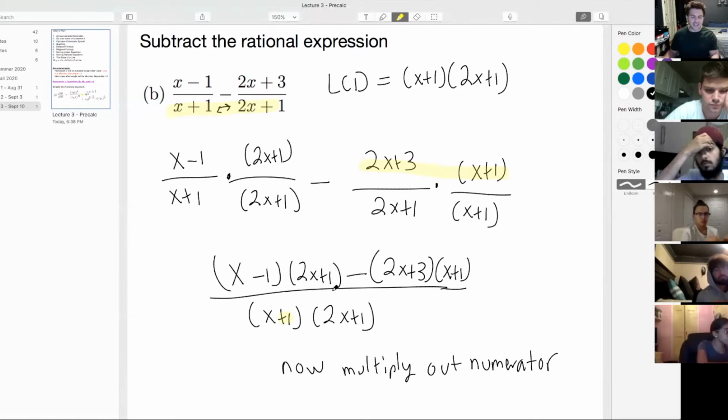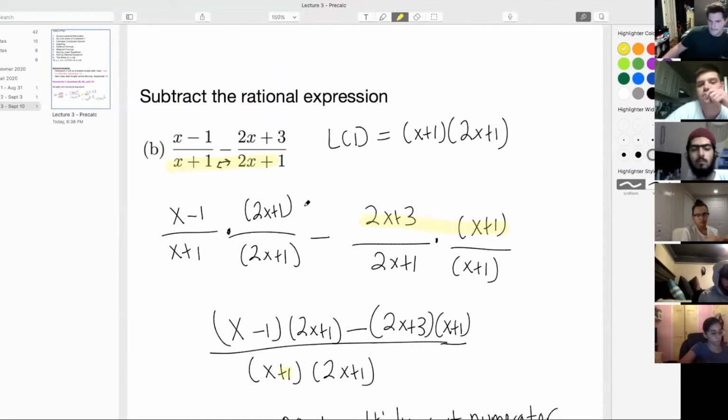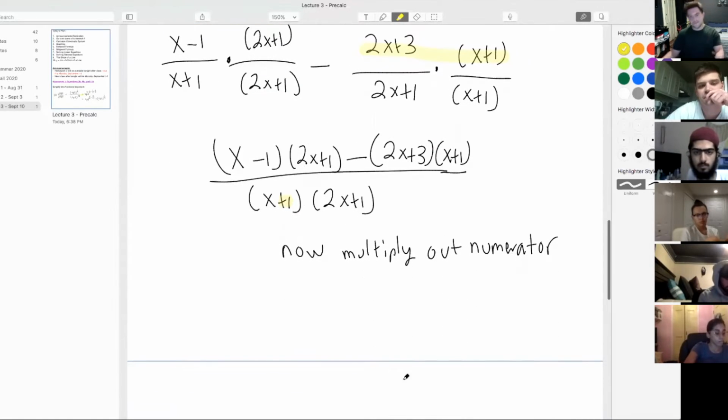And actually, if you were to cancel them, you would just be undoing creating the least common denominator that we did before. So you would just be going back to the original question. So you would be going backwards. Yeah. All right. So that's that. Multiply out the numerator, combine like terms, you would finish that question.